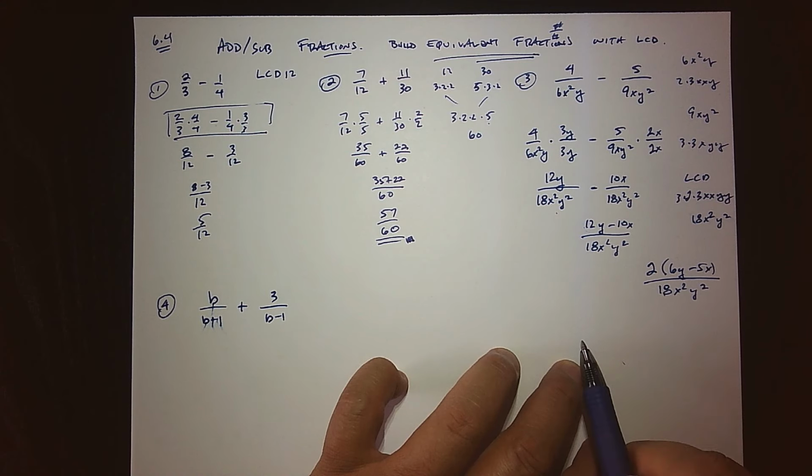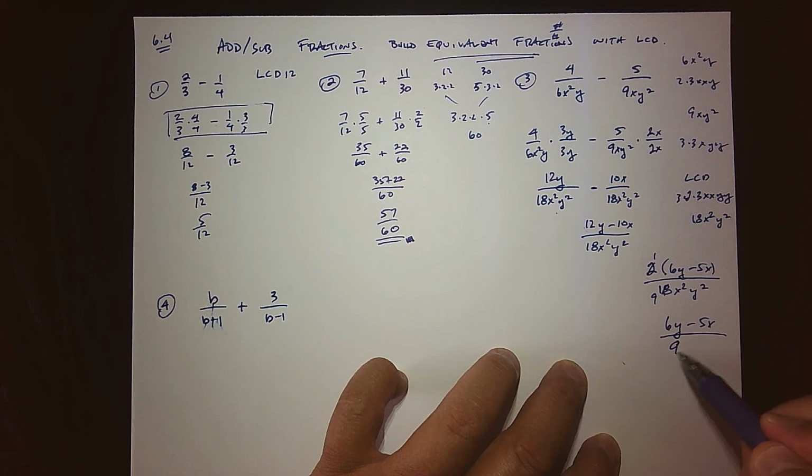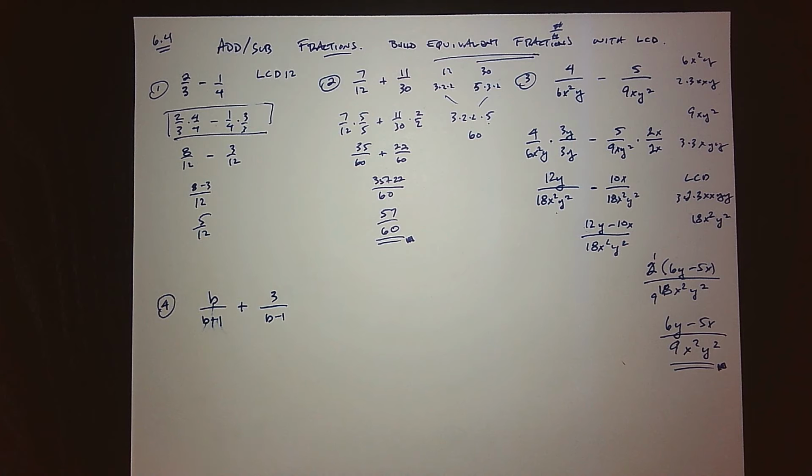2 and 18 share a common factor, right? And it goes in 9 times. So I imagine the answer in the back of the book will be that guy right there: 6y minus 5x all over 9x squared y squared.